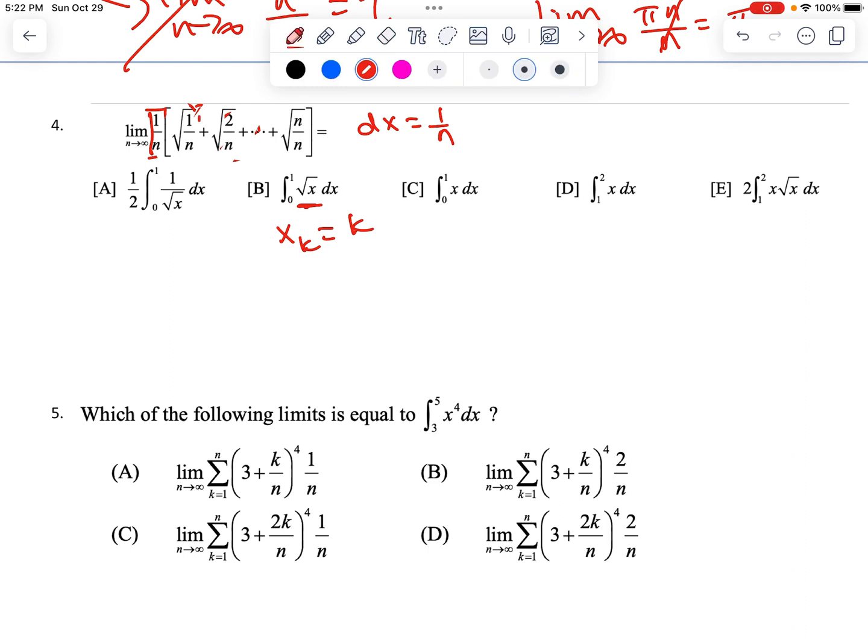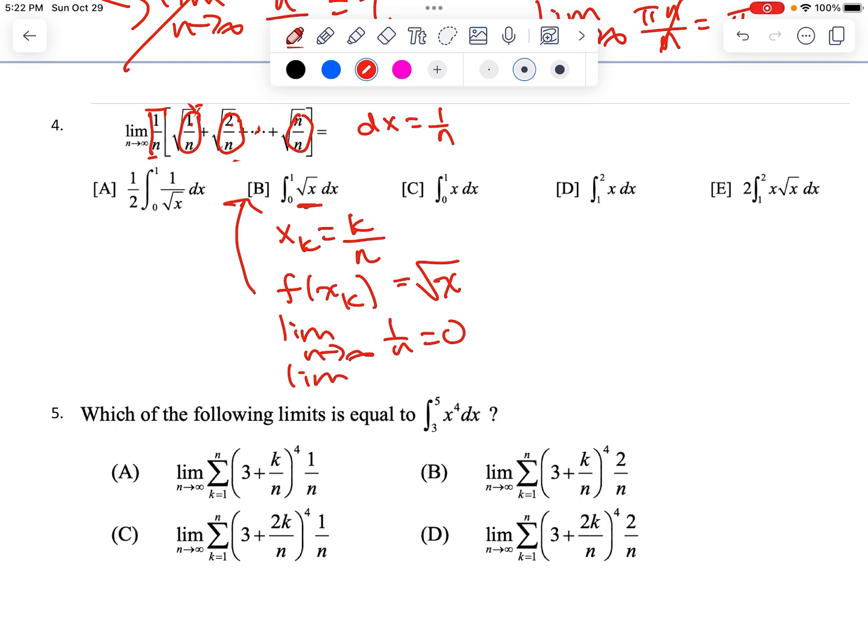So this is my x sub k. The number on the top that's changing, that's my counter, that's my k. So x sub k in this problem would be k over n. What you're doing to that x value is taking the square root of it. So that would match up with what I have here. And let's check if our limits make sense. 1 over n is 0. Upper bound would have to be n over n, which is 1. And yes, it does. So that's why B is my answer.